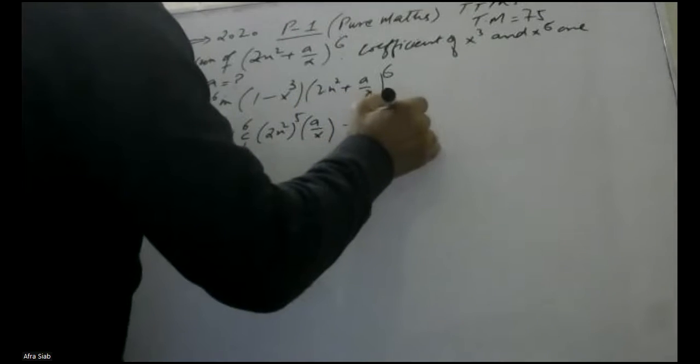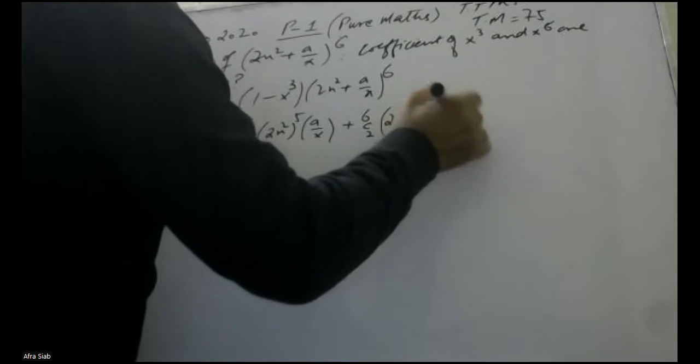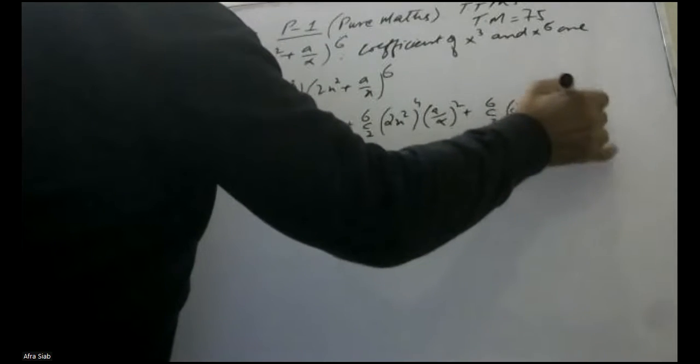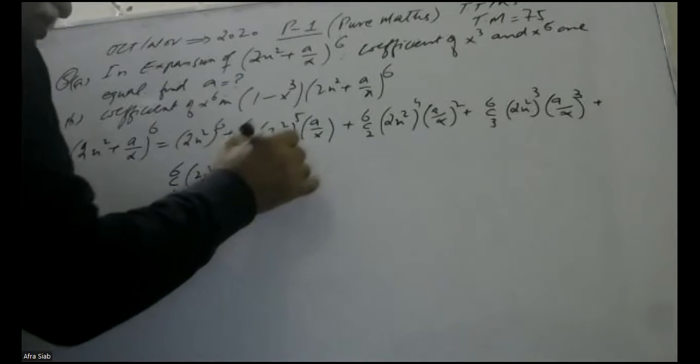We know with the binomial expansion, it should be equal to 2x square power 6 plus 6c1 2x square power 5 into a over x plus 6c2 2x square power 4 into a over x whole square plus 6c3 2x square power 3 into a over x power 3 plus 6c4 2x square power 2 a over x power 4 plus 6c5 2x square power 1 into a over x power 5 plus a over x power 6. So this is the binomial theorem for the expansion of this part there.